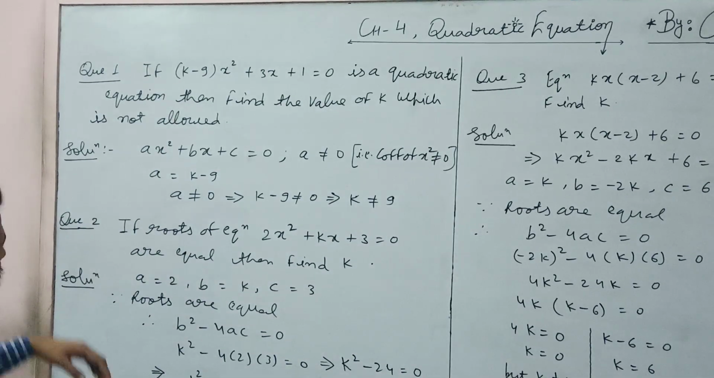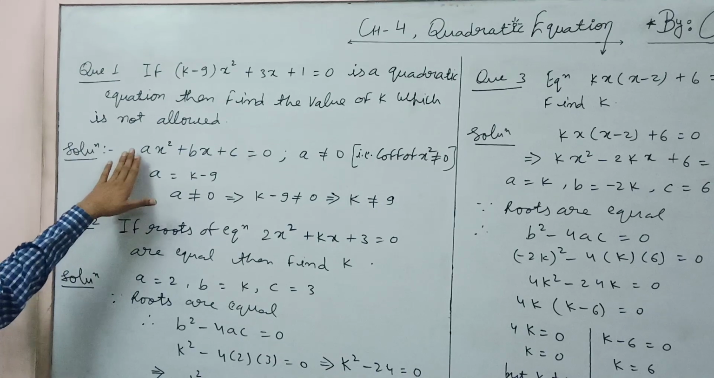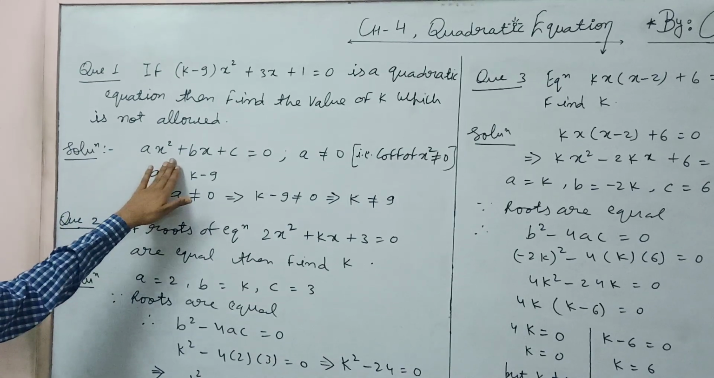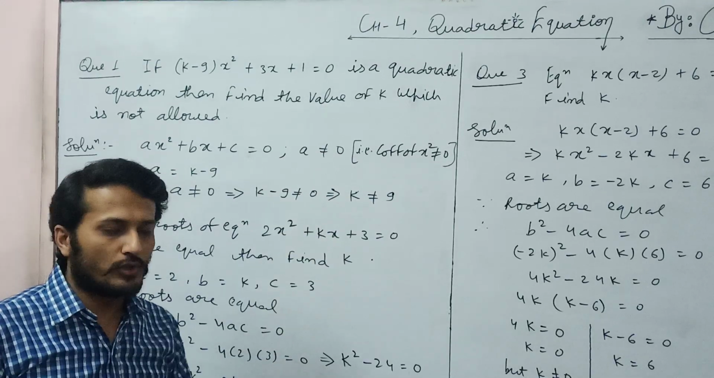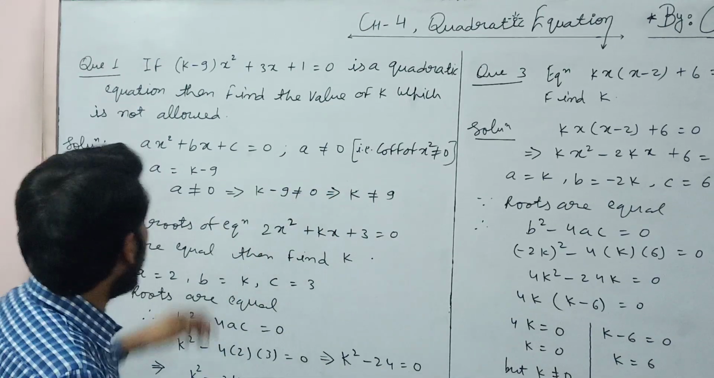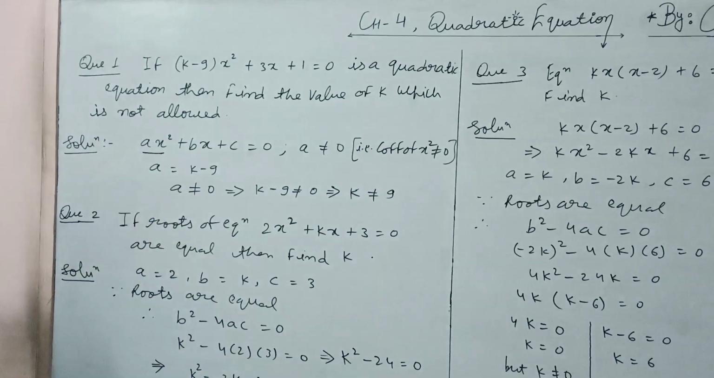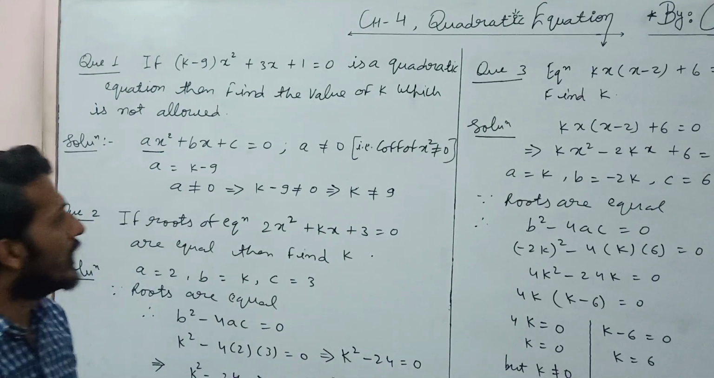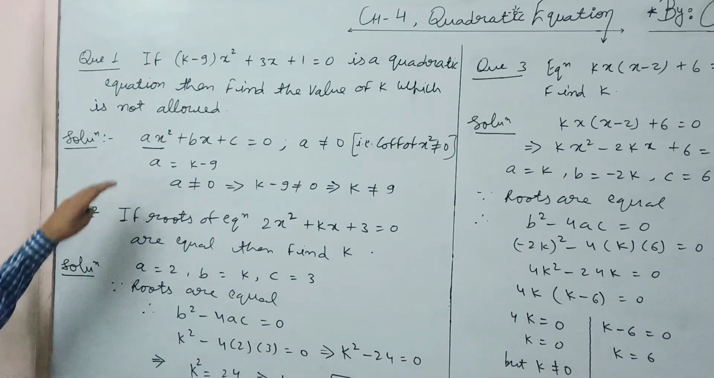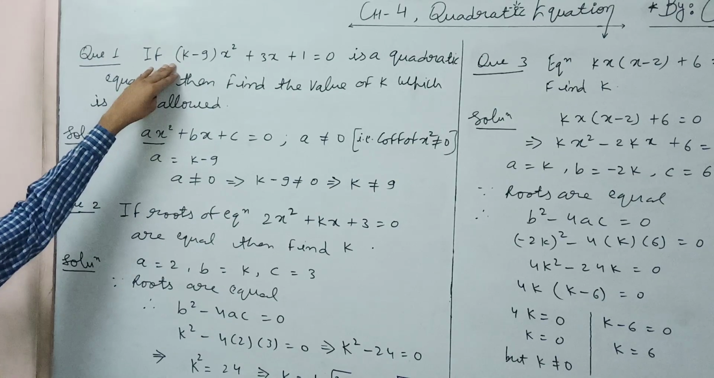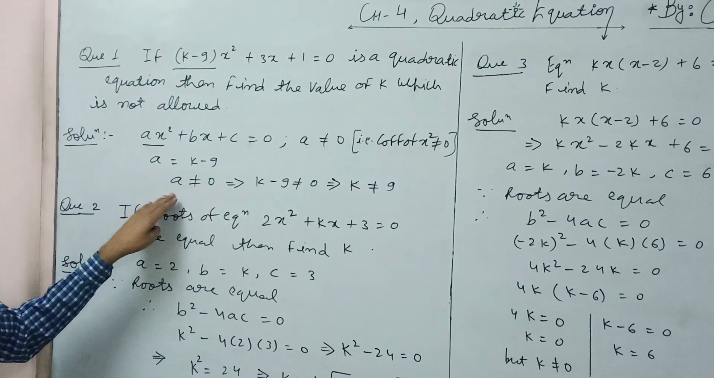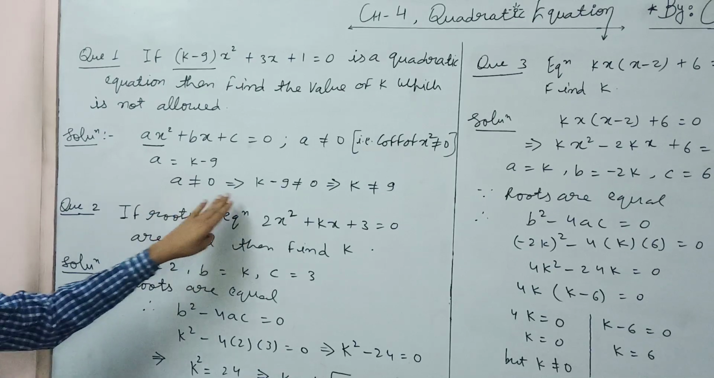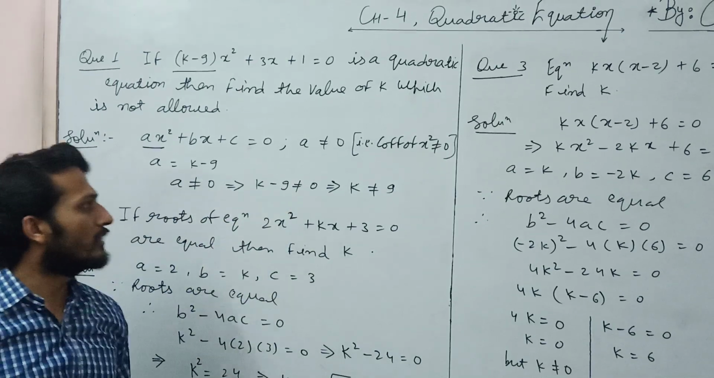So the logic to solve this question is, first consider the standard form, that is ax square plus bx plus c equal to 0, where a cannot be equal to 0, that is, the coefficient of x square cannot be equal to 0. Now in this equation the value of a is k minus 9, so a equals k minus 9. As a cannot be equal to 0, this implies k minus 9 cannot be equal to 0.